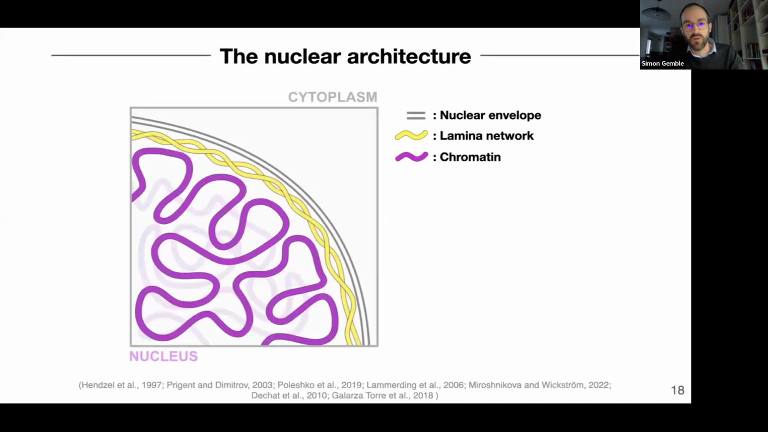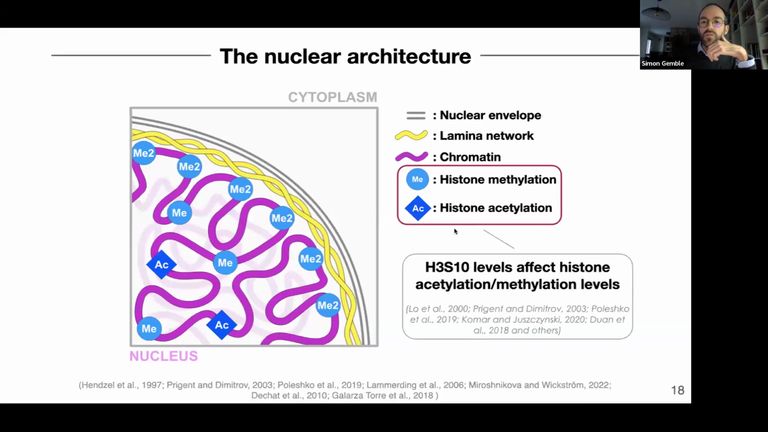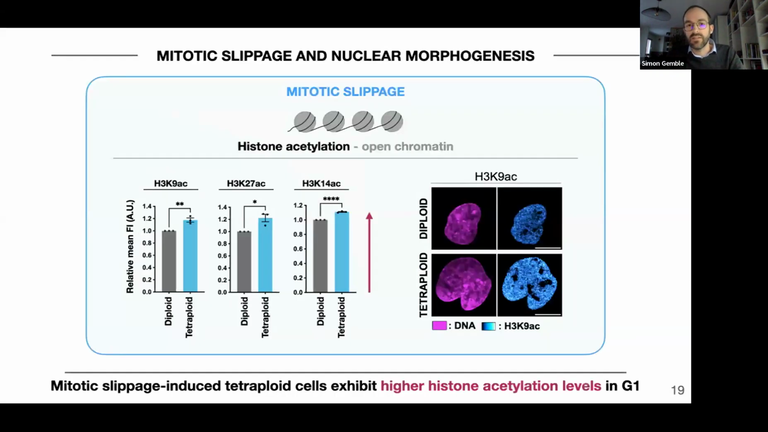Of course, inside the nucleus, you have the chromatin and histone that can be modified by either methylation or acetylation. And we decided to focus first on histone modification because it has been shown previously that this phosphorylation on serine 10 can affect histone modification levels. So we first analyzed histone methylation upon mitotic slippage, and we did not observe any global changes. However, when we analyzed histone acetylation, we were very surprised to observe that upon mitotic slippage, there is an increase in histone acetylation levels, as you can see here on these different examples.